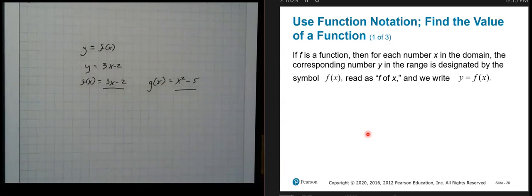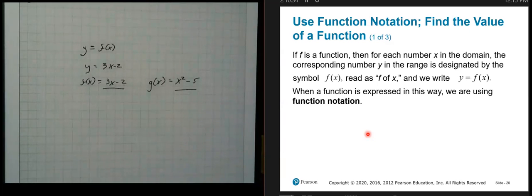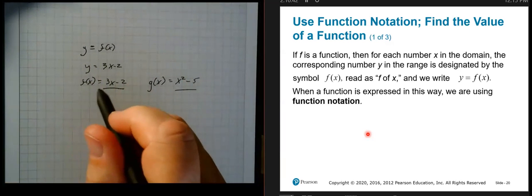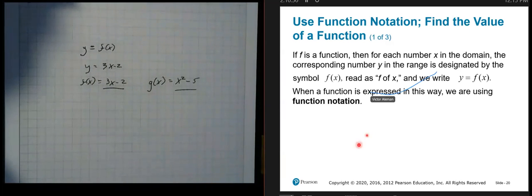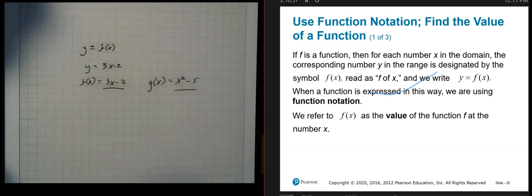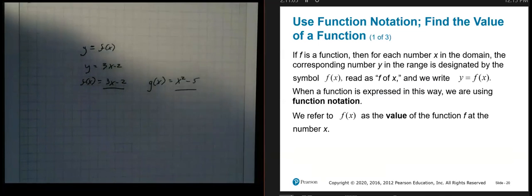Another reason why we use this notation is if I want to evaluate this function at a specific value, and we'll get to that in a moment. When a function is expressed this way, we say we're using function notation. Now, we refer to f of x as the value of the function at the number x.